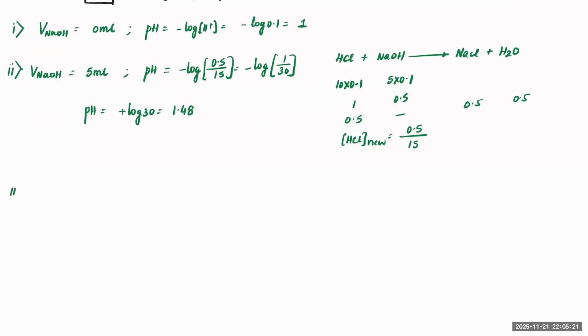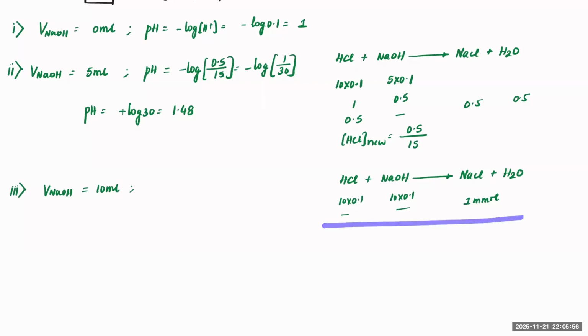Now, imagine I added volume of NaOH as 10 ml. If I add 10 ml, now what will happen? So, in the case of 10 ml, for the same reaction, correct? Now you would notice this as 10 into 0.1, and this is also 10 into 0.1, which clearly suggests that both of them will get completely reacted, and you'll have only 1 millimole of NaCl left. That means a complete neutralization happened. No acid is left, no base is left, number of equivalents are same.